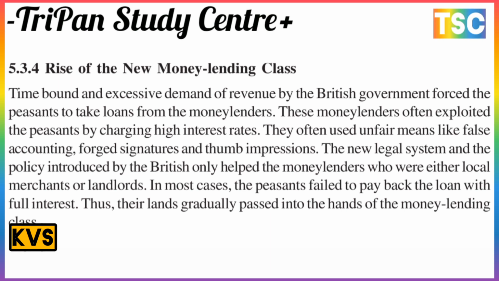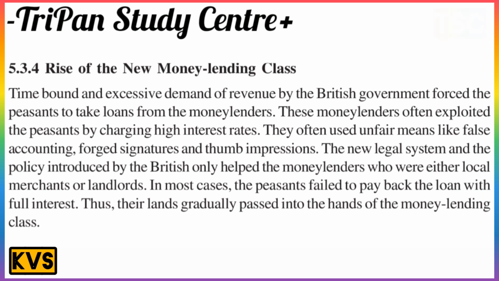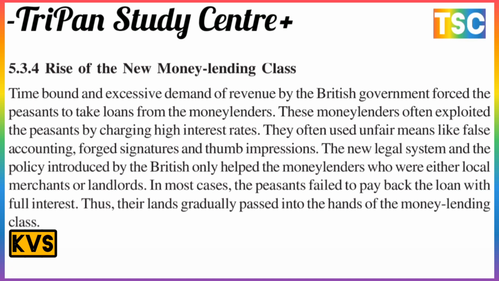There was fraud. The new legal system and the policies introduced by the British only helped the moneylenders, who were either local merchants or landlords. In most cases, a farmer failed to pay back the loan with full interest, and thus their land gradually passed into the hands of the money lending class.